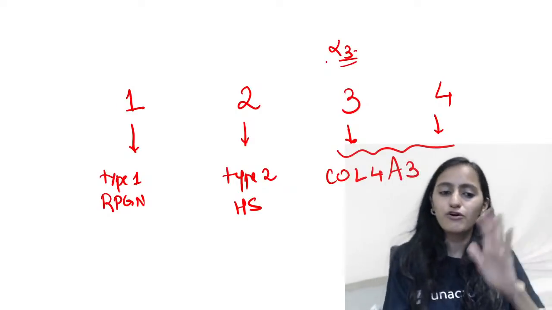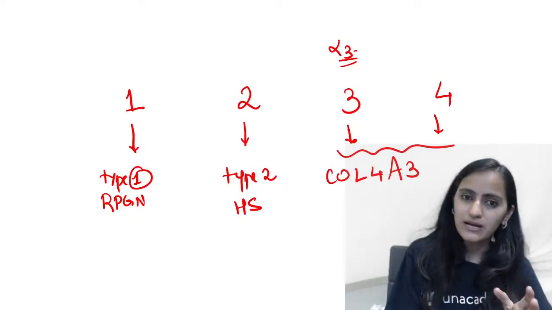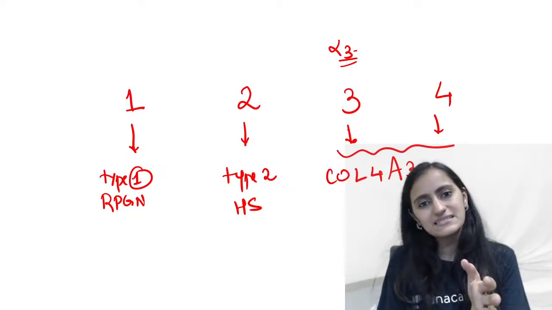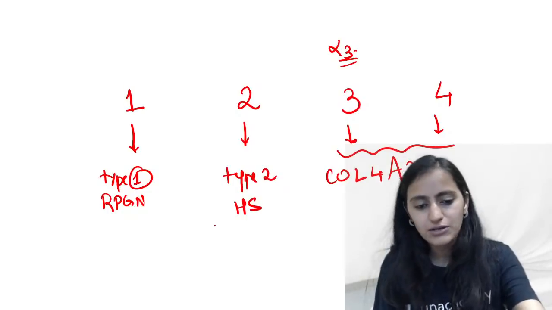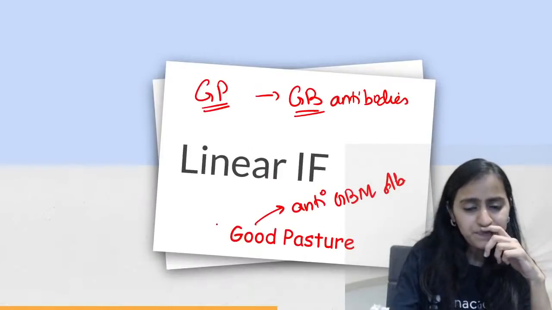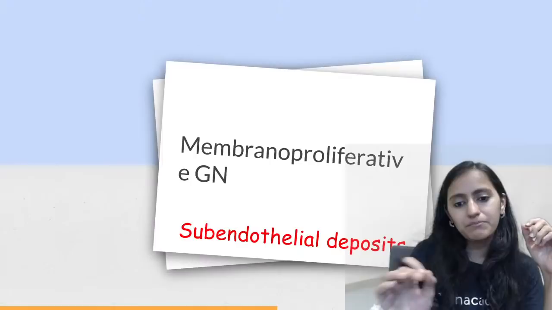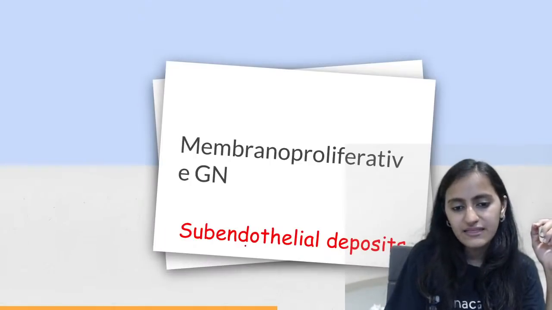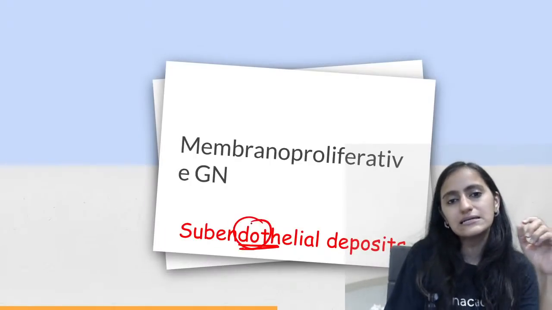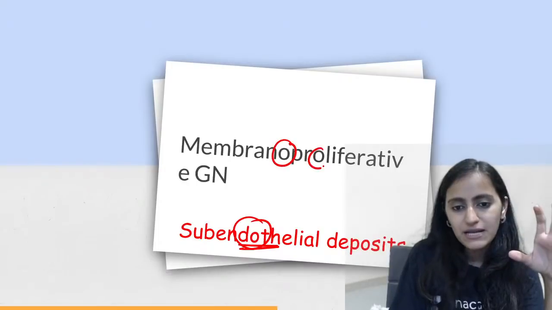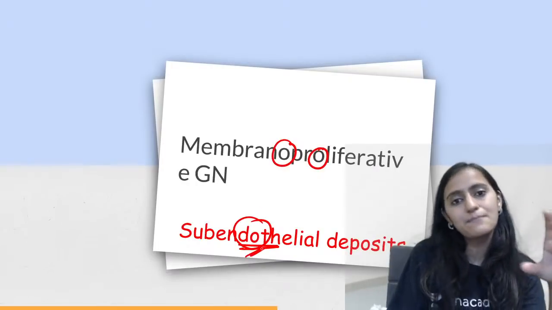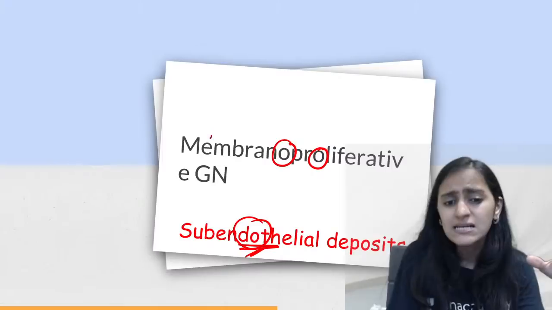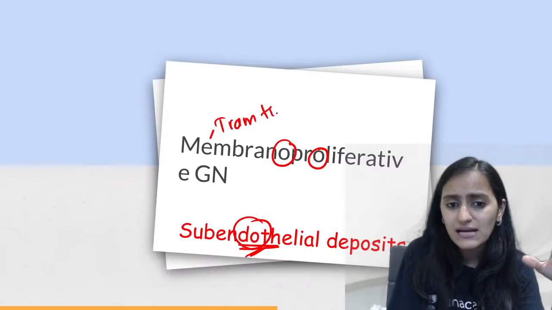So you have C3 called for. Remember type 1 RPGN, type 2 hypersensitivity reaction, and complement C3. That is what is there. After that, membranoproliferative, we said that it has subendothelial deposits. Remember, membranoproliferative has subendothelial deposits. It shows your tram-track appearance.